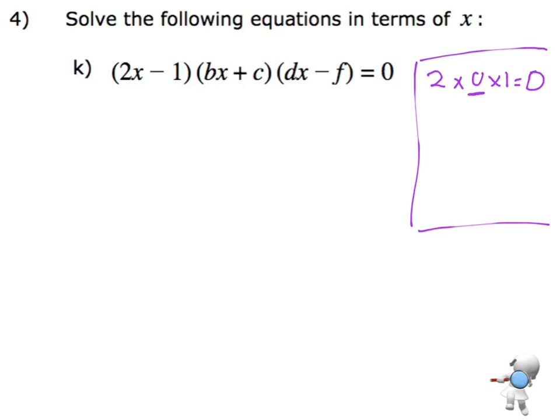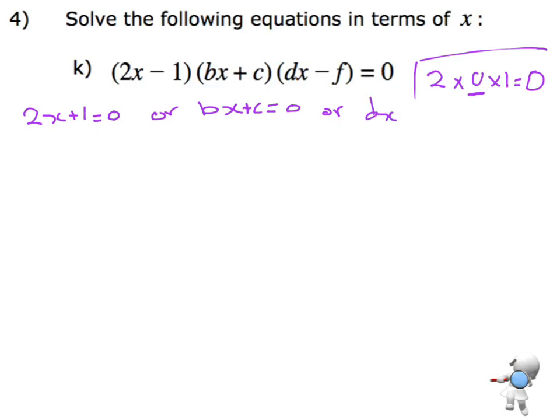So that means in order for this whole expression to be equal to 0, one of these brackets, or 2 or all 3, must be equal to 0. So either 2x plus 1 is equal to 0, or the second brackets, bx plus c is equal to 0, or the third brackets, dx minus f is equal to 0. So I need to solve these 3 equations now to get x equals stuff.